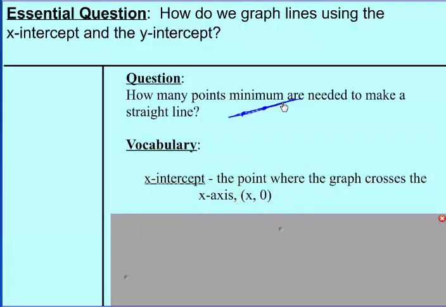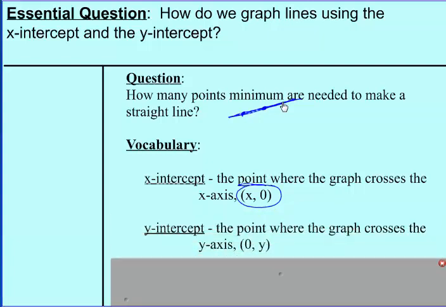The x-intercept is the point where the graph crosses the x-axis. That's a key word here: point. Therefore, when I ask you for an x-intercept, I expect you to write it in this format, x, 0, as an ordered pair, as a point. So make sure that you're writing it that way.